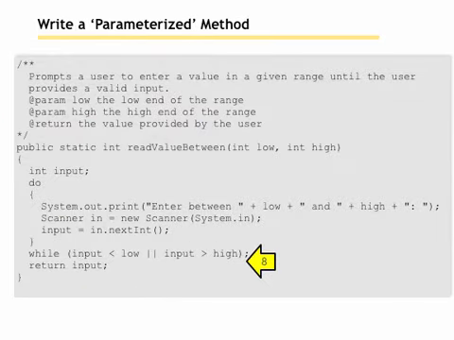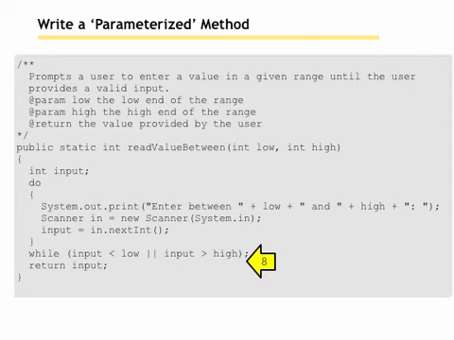We can write a parameterized method in which we provide the range that we want that value to be in. So public static int readValueBetween(int low, int high). We're providing the low value, and we're providing the high value. And then inside the method, int input, System.out.print "Enter a value between low and high." Scanner in equals new Scanner(System.in). input equals in.nextInt(), while input is less than low or input is greater than high. Less than low means it's too low, greater than high means it's too high. As long as either one of those is true, we keep looping and prompt the user to enter again.